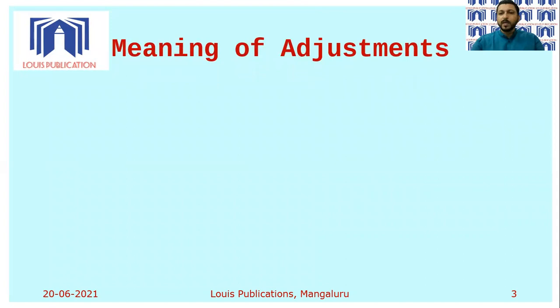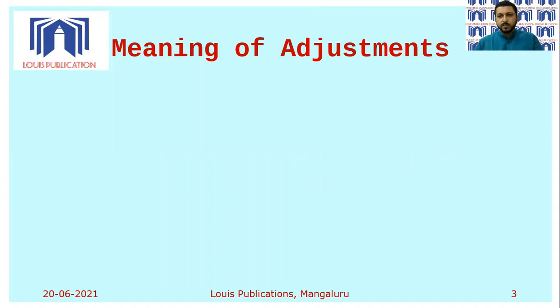Now, what do you mean by an adjustment? See, when we are doing our final accounts, trial balance is readily available to us, as we have seen in the last session. Trial balance is readily available. Along with the trial balance, we will be given some items as adjustments. And trial balance and adjustments put together, you prepare final accounts.